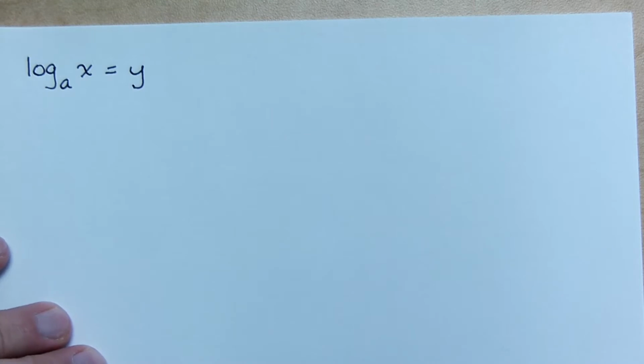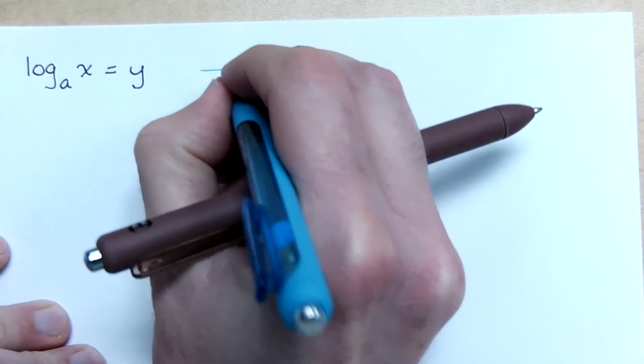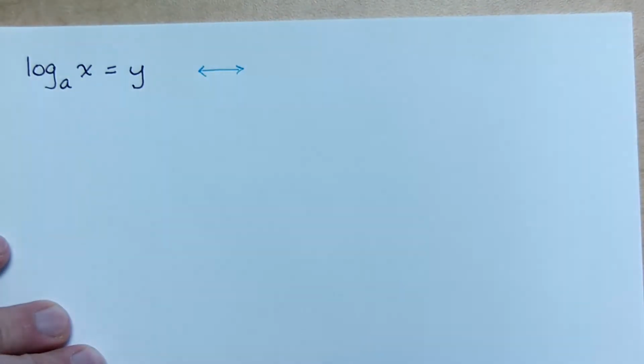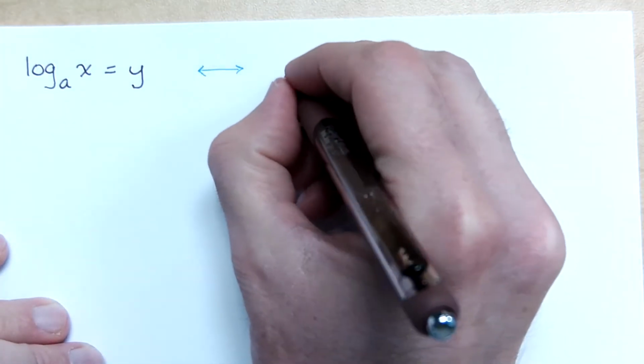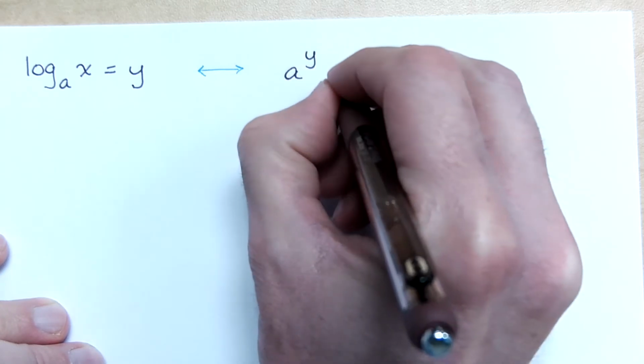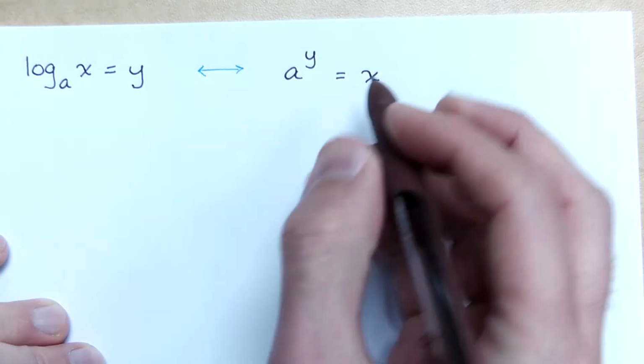So, what we want to talk about is how we make the transition from a logarithmic equation back to an exponential one. Now, we've already kind of seen this before, and we saw how the logarithms actually came from this equation right here.